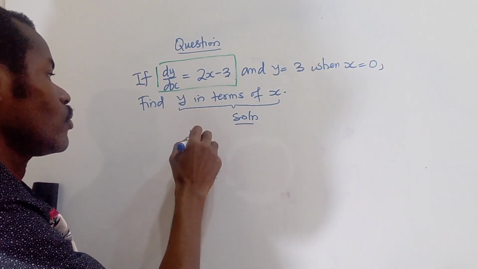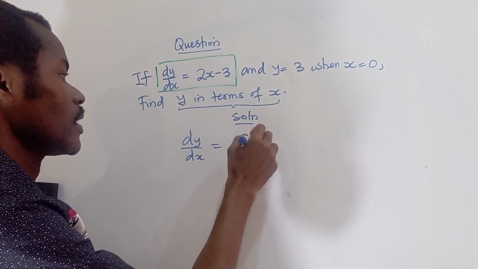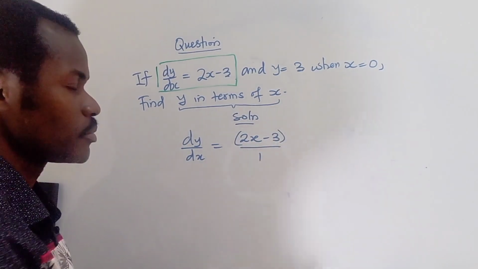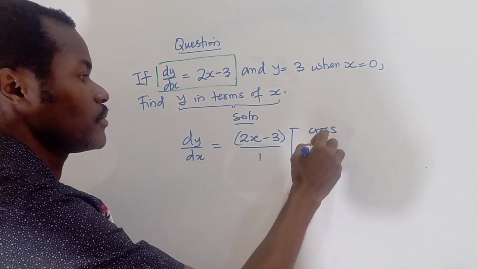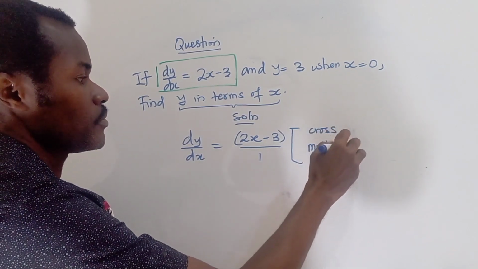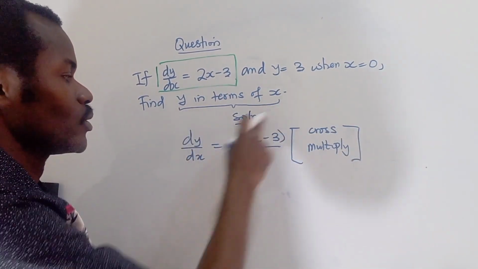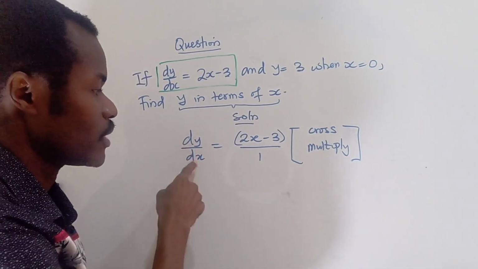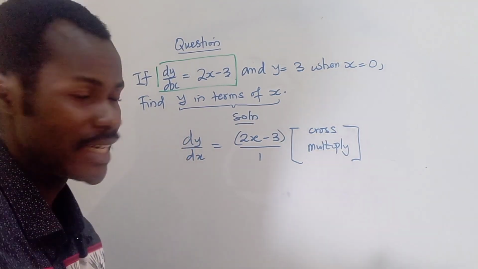So we have dy over dx equals 2x minus 3. We can write this over 1. My first step is to cross multiply. Remember, I want to make y in terms of x, so we want y to stand alone. We have to remove y from this derivative, dy over dx.